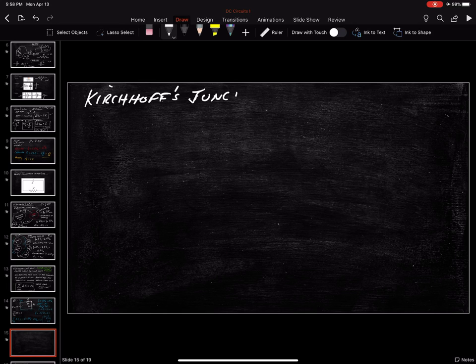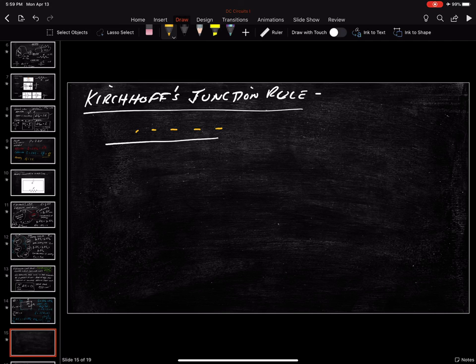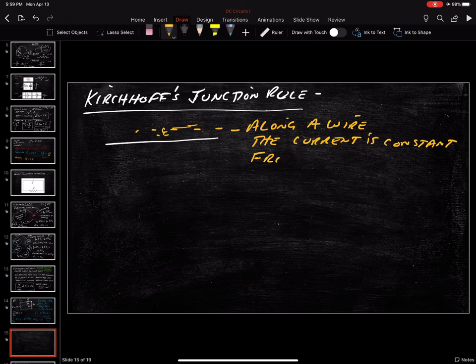Junction rule. Sometimes called the current rule or something like that. Here's the idea. Suppose you got a wire. If you're traveling along this wire, then the electrons just travel along nice and steady. You don't bunch these things up. They don't get stuck anywhere, because if they get stuck anywhere, then they just push each other apart. And so along a wire, the current is constant from place to place.